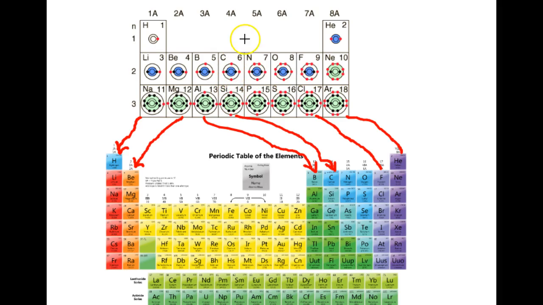Now, of course, carbon and all the elements below it are a bit of an exception because they have 4 electrons in their valence shell and are just as likely to gain or lose.